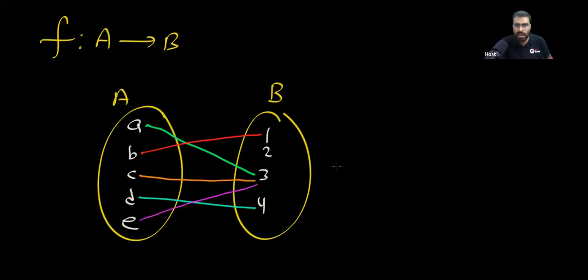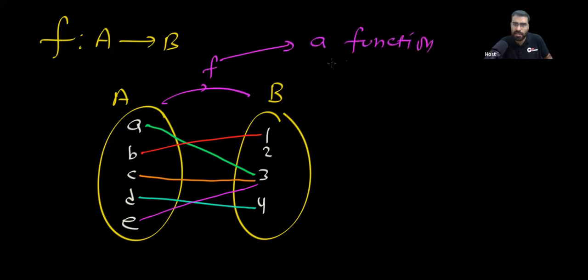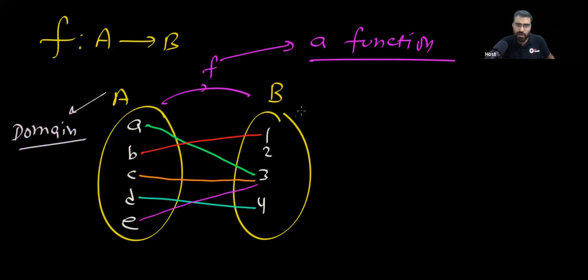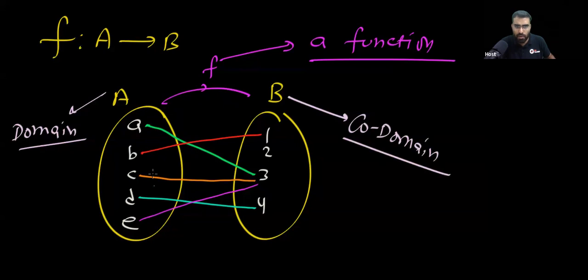So this is the idea. I can say this is a function. This is the definition of function. Every element of domain, this is the domain, should have exactly one image, and this is the codomain. Remember, every element of domain must have exactly one image in codomain. Is this clear? Very simple point.